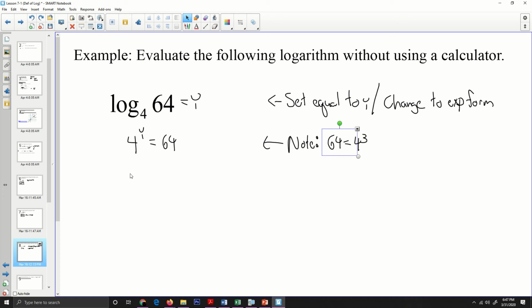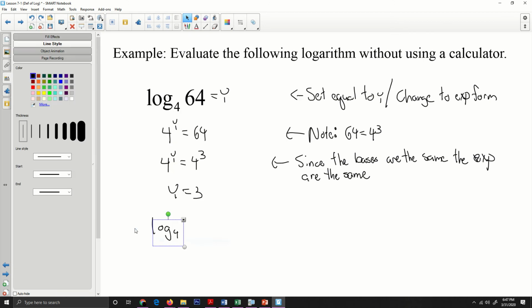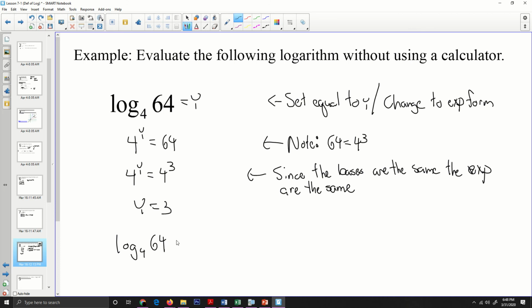So note that 64 is equal to 4 to the third. All right, so we can replace that. We can say 4 to the y is equal to 4 to the third. Since the bases are the same, the exponents are the same. And y equals 3. So log base 4 of 64 has to equal 3.